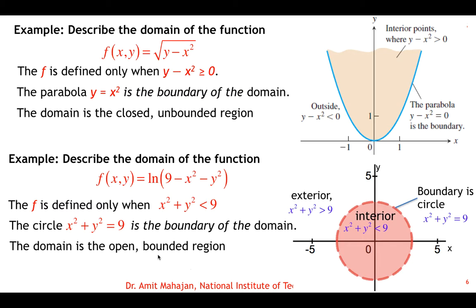Okay, and it is a bounded region because we can construct a disk of finite radius such that all the points of the domain lie inside that disk. So you can easily see that with center at origin, say, we can draw a disk of radius 5 so that all the points of this region are entirely inside that disk. So this region is a bounded region. So for this function, the domain is this, and it is open and bounded.